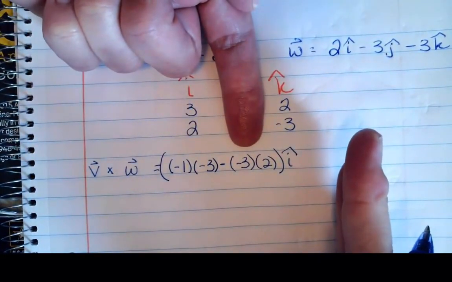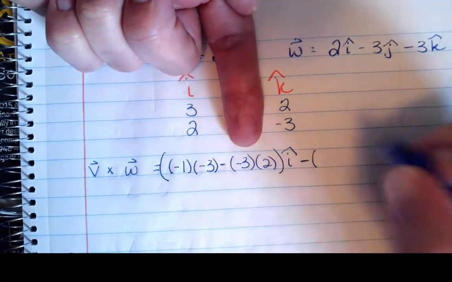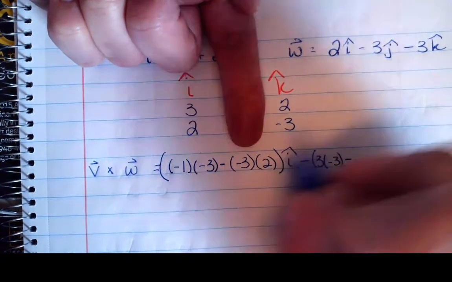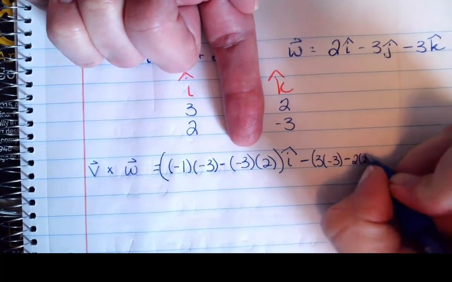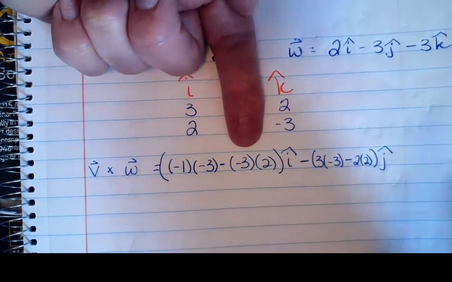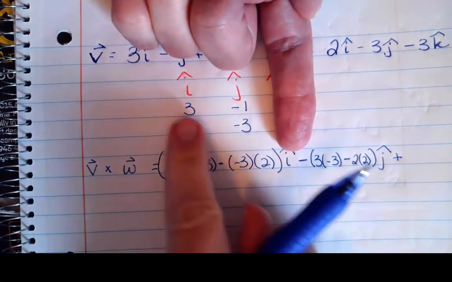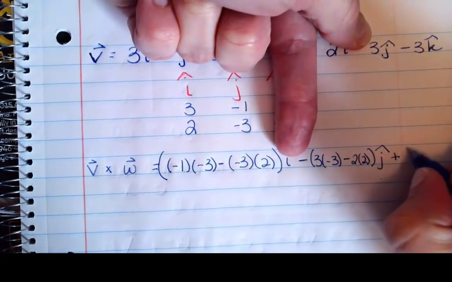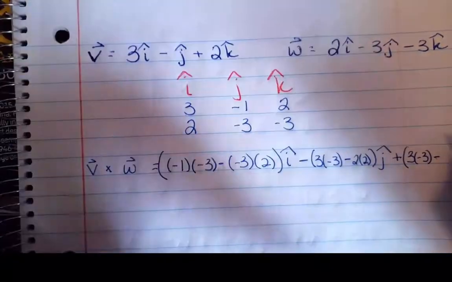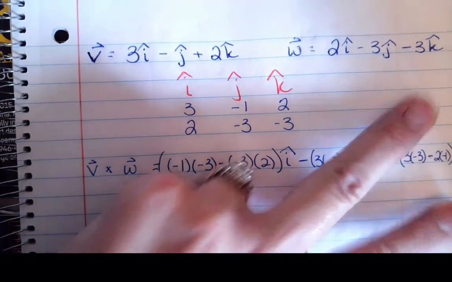So if I want i, cover it up. So now I want j. Now, j is going to be a weird one. You've got to change its sign. So I'm going to subtract, and I'm going to write smaller. 3 times -3 minus 2 times 2. And that's on j. So notice I subtracted here. So whatever this generates, change its sign. And then if I want k, cover up k. So plus, good heavens, I need to write smaller. 3 times -3 minus 2 times -1. And that is on k.